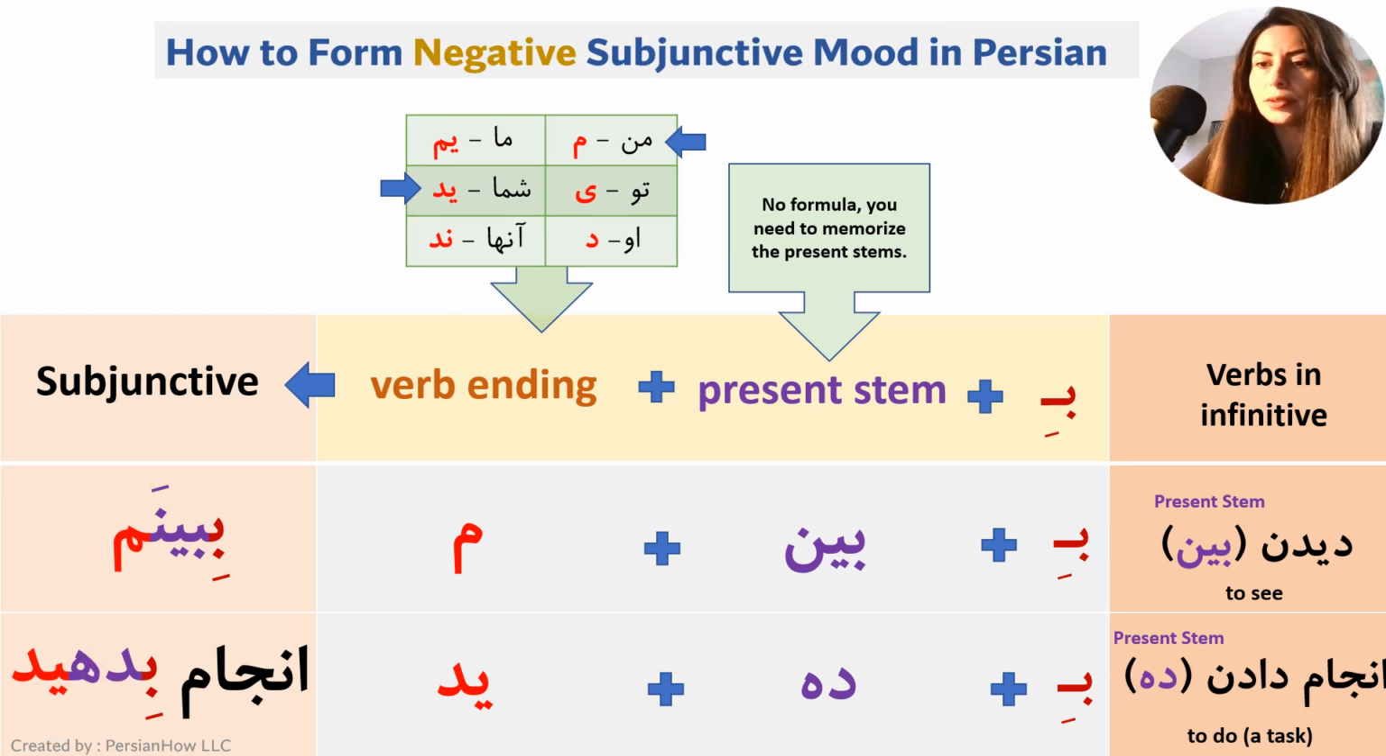Now let's take a look at the negative form as well, which is also very easy. We just replace be with na. So here be, we replace it with na. So bebinam will change to nabinam. Or the other one, we replace be with na. So anjam bedahid will change to anjam nadahid.